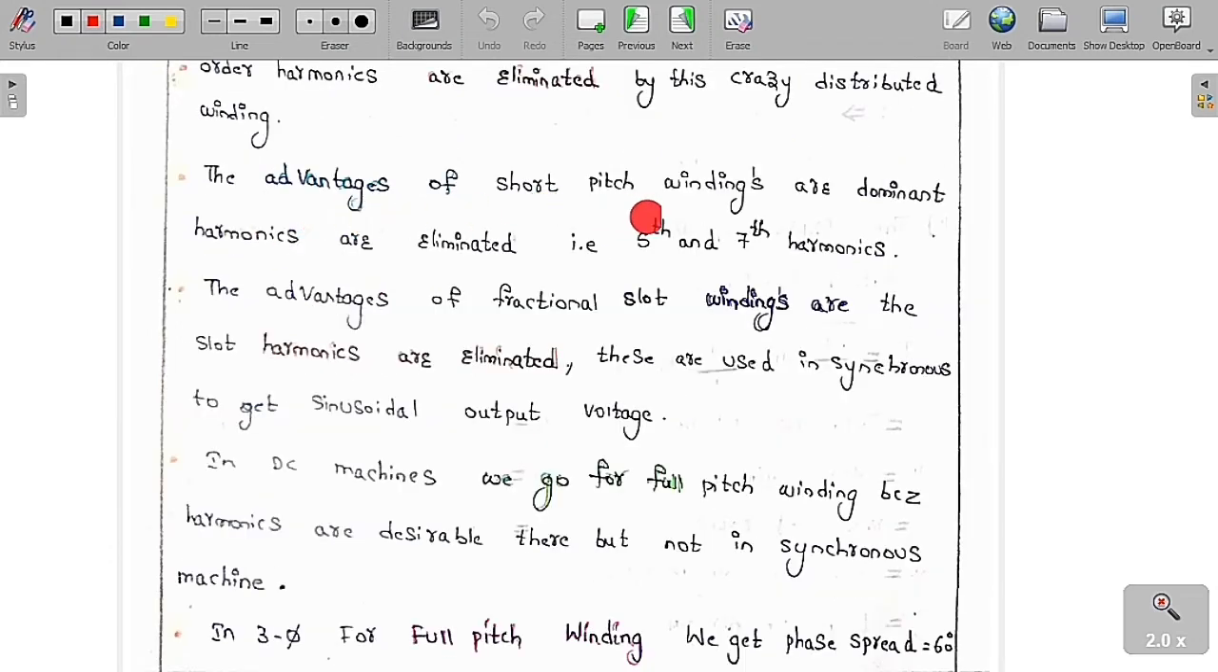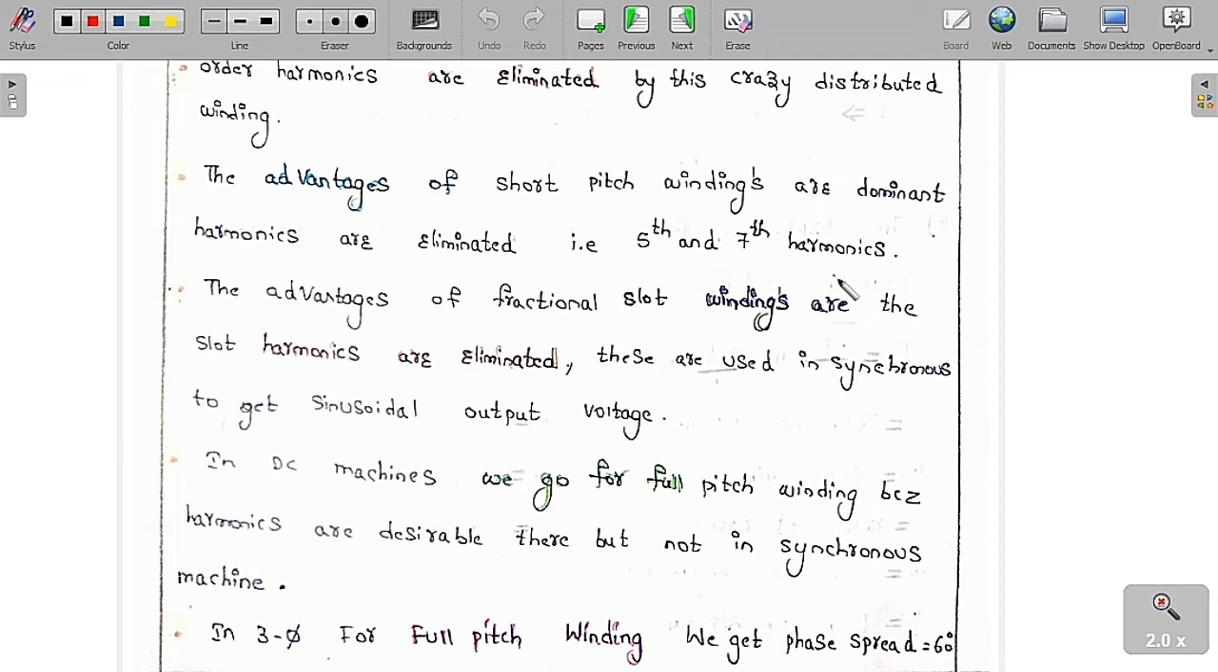The advantages of the short pitch winding are that dominant harmonics are eliminated, that is the fifth and seventh harmonics. I already told you with the help of short pitch winding we can eliminate the most dominant harmonics, which are the fifth and seventh harmonics. Short pitch winding means whenever the coil span is less than full pitch, the pole pitch is said to be a short pitch winding.